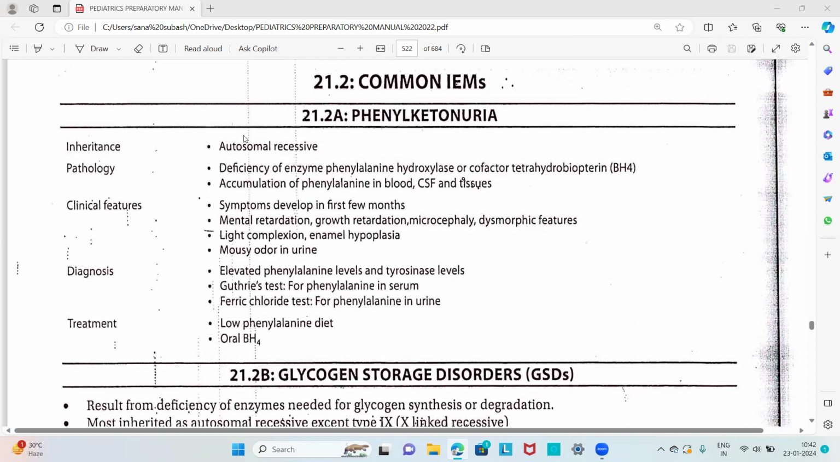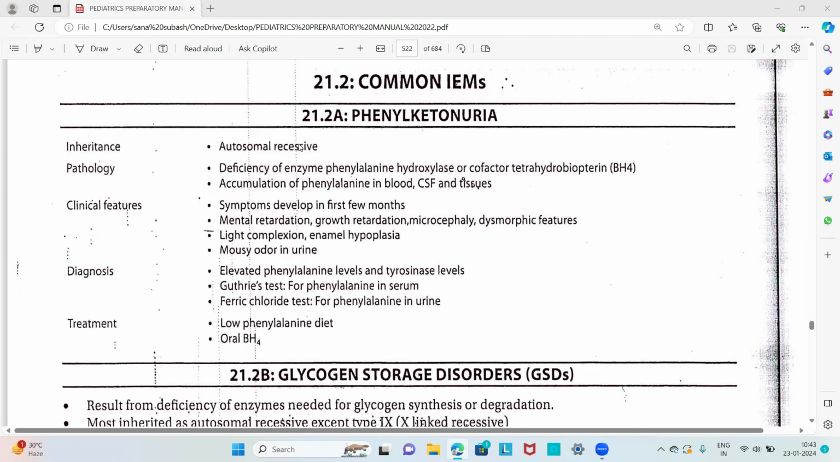What is the type of inheritance in the case of phenylketonuria? Autosomal recessive is the inheritance pattern in phenylketonuria. That is the most important one mark question. The pathology behind the development of phenylketonuria is the deficiency of the enzyme phenylalanine hydroxylase or the cofactor tetrahydrobiopterin. This deficiency results in the development of phenylketonuria.